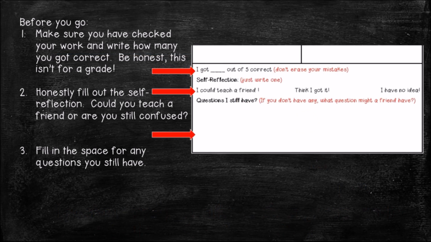So please make sure you've checked your work and you wrote how many you got correct. Be honest, this isn't for a grade. Honestly, fill out the self-reflection. Could you teach a friend, or are you still confused? And then fill in the space for any questions you still have.